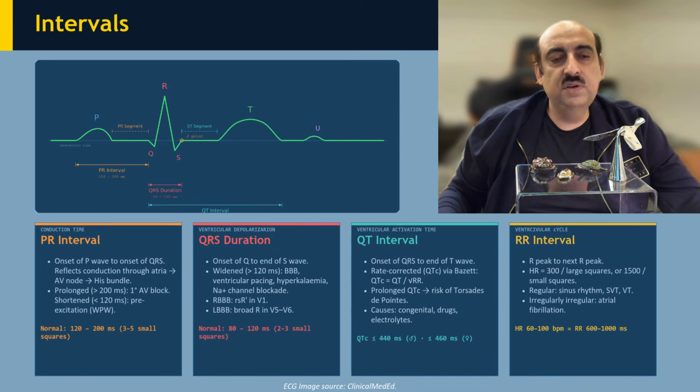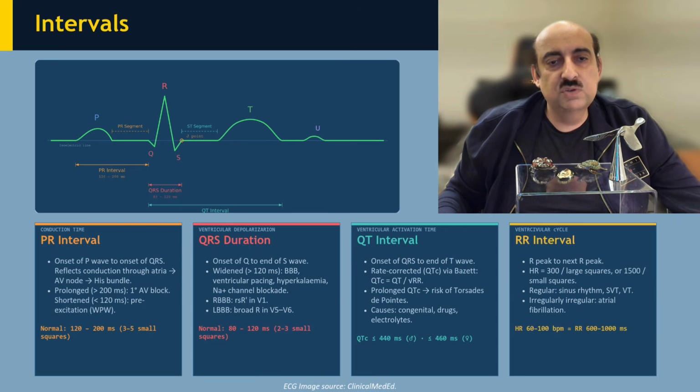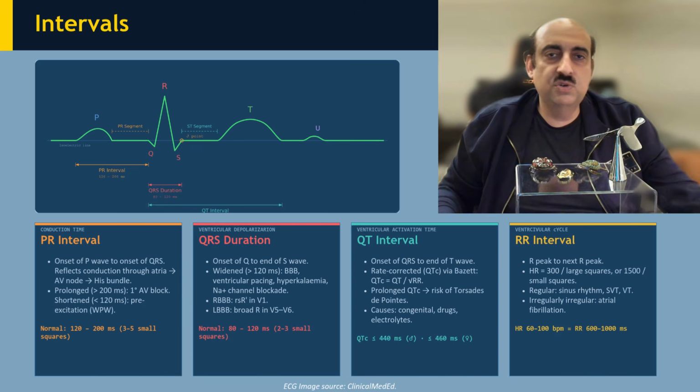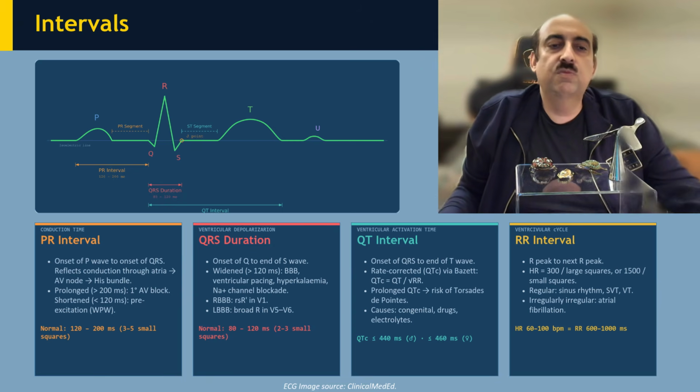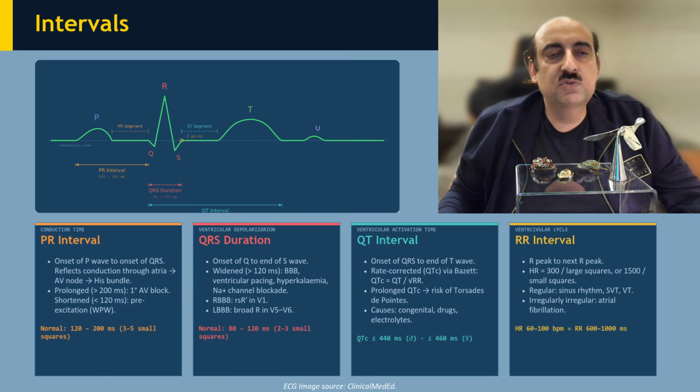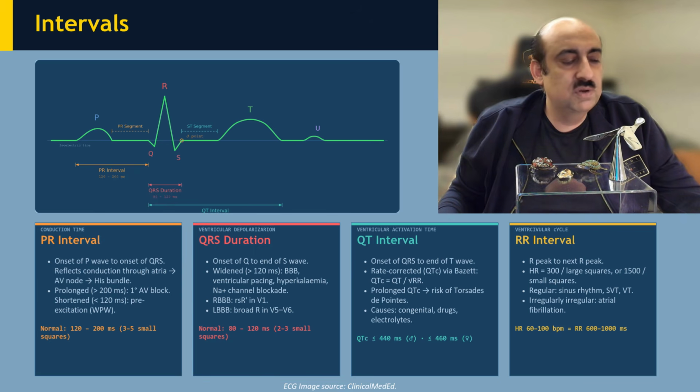In terms of the intervals, the PR interval reflects the time between the start of the P wave and the start of the QRS complex. The normal value is 3 to 5 small squares. Anything shorter than 3 means the PR interval is shortened, like in Wolff-Parkinson-White syndrome. Anything above 5 small squares indicates conduction abnormalities, which could be due to first degree heart block or second degree heart block, which we will discuss later.